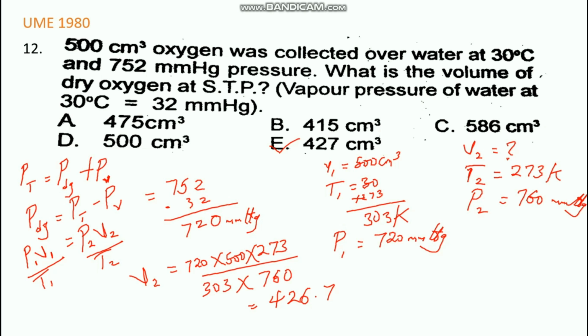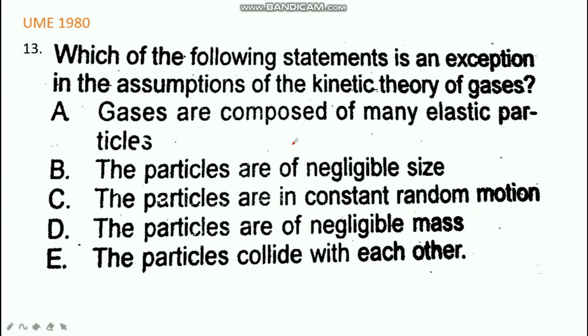The next one, which is 1980 question number 13, we are told which of the following statements is an exception in the assumption of the kinetic theory of gases. Gases are composed of many elastic particles. Of course, we know that is true. The particles have negligible size. Yes. The particles are in constant random motion. The particles have negligible mass. Nope. This one is the correct answer, because this is an exception to the assumption in the kinetic theory of gases. Of course, gases always have mass. That is why their particles do have masses.